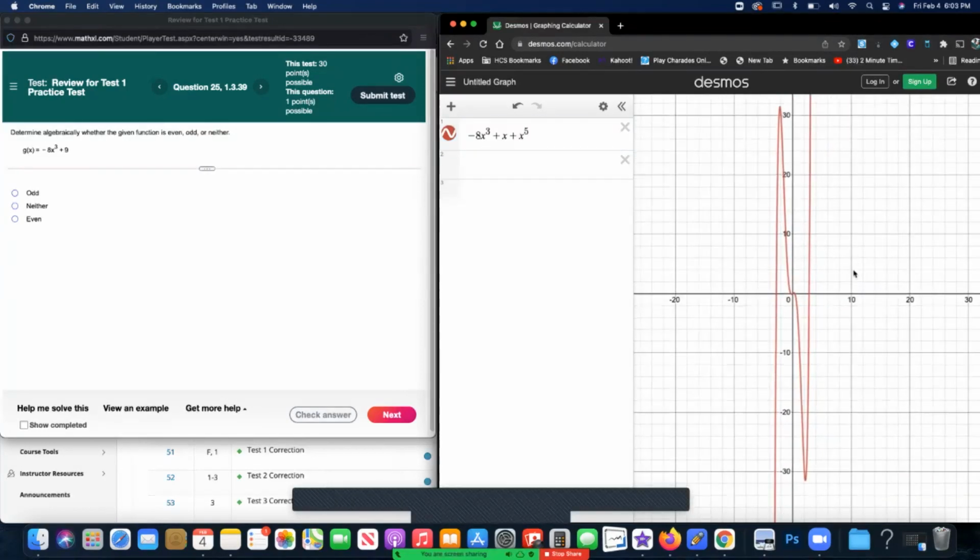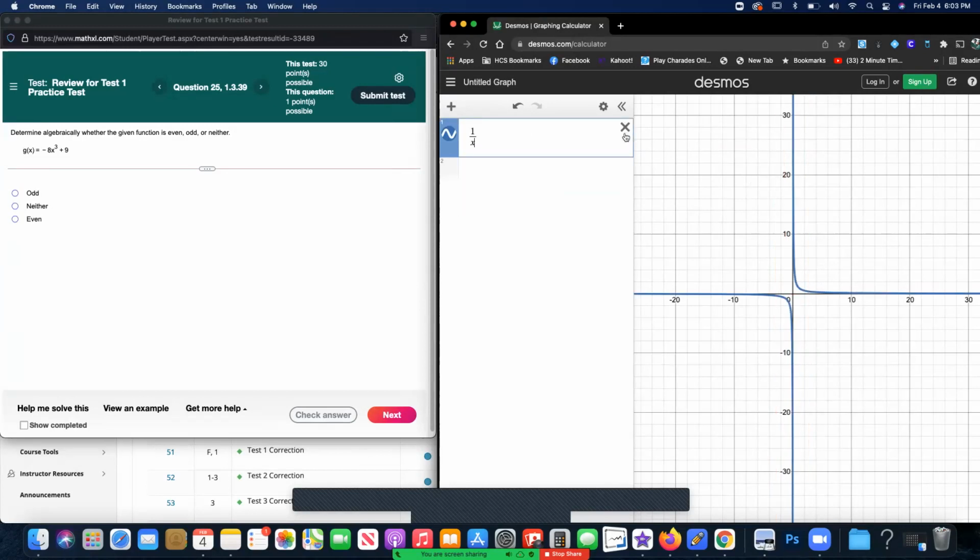If you zoom out, you'll see that if I was to rotate this around the origin, I'd still end up with the same thing. Another odd function is something like this. This is also odd, because if I rotate it about the origin, I'll end up with the same thing.